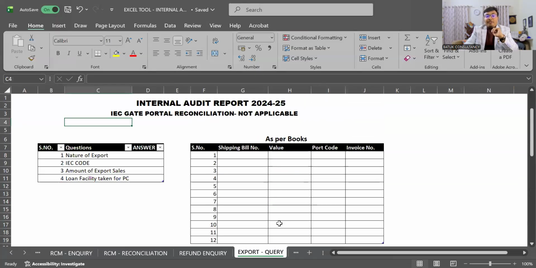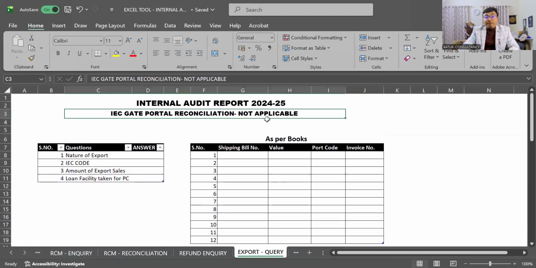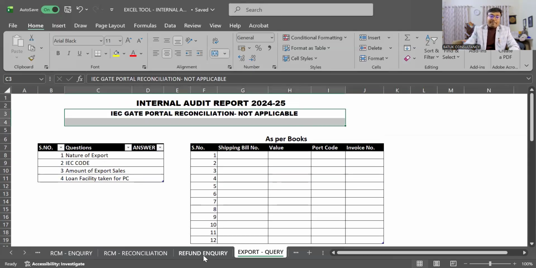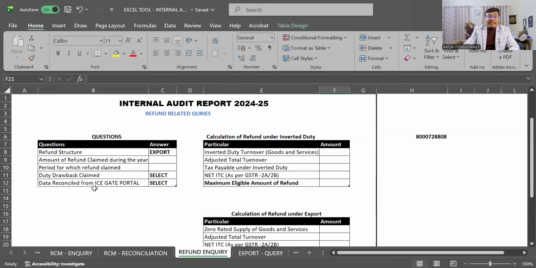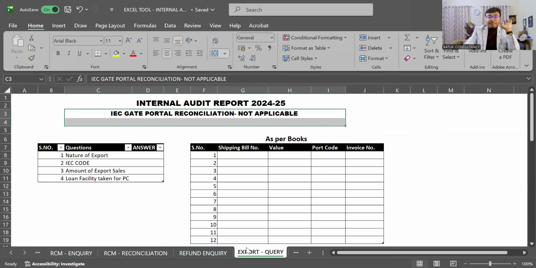If during the particular financial year the person has made the export, in that case, yes, we need to go for this. Okay, suppose if you have reconciled everything from the IEC Get portal, and complete data has been reconciled with the IEC Get portal, then there is no need of invoice wise reconciliation. Because here we have mentioned clearly data reconciled from IEC Get portal. If you are putting yes, then the next slide will be not applicable.